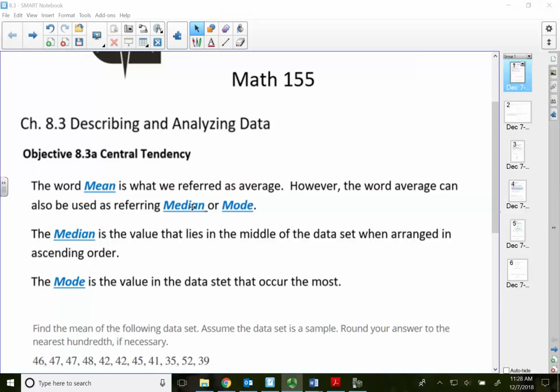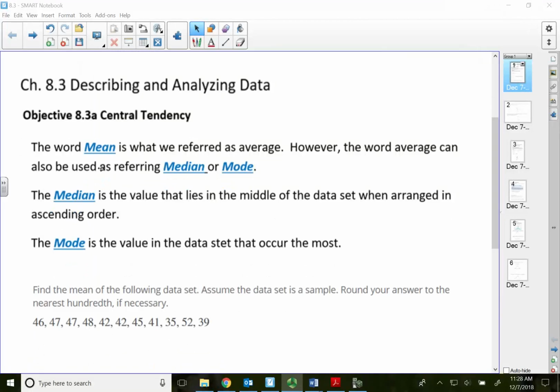Rather than using the word average, in statistics the word mean is what we normally think of. Add them all up and divide by so many we added. In statistics, though, the word average actually refers to mean, median, or mode. To be more specific, mean simply implies that we add them all up and divide by so many we got.